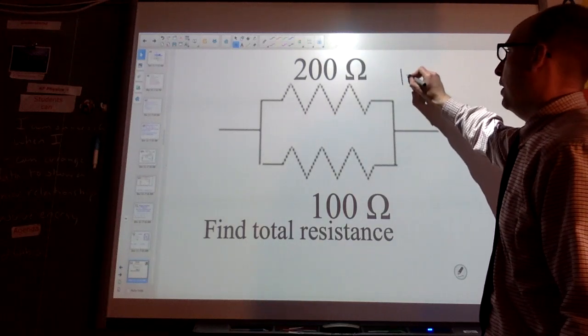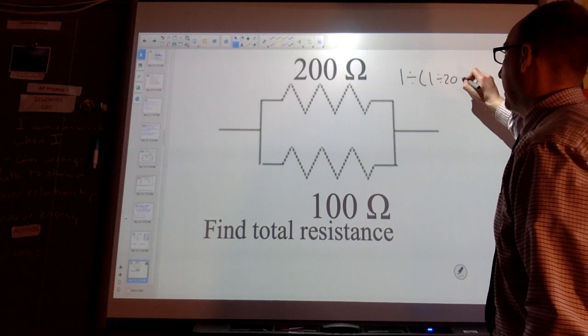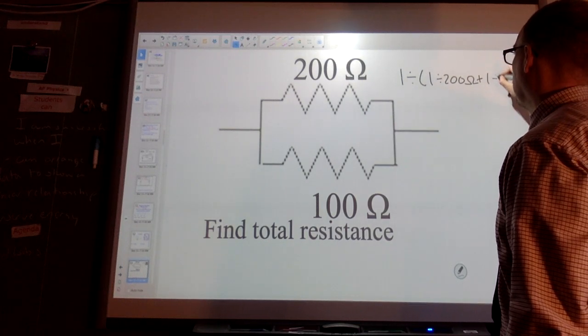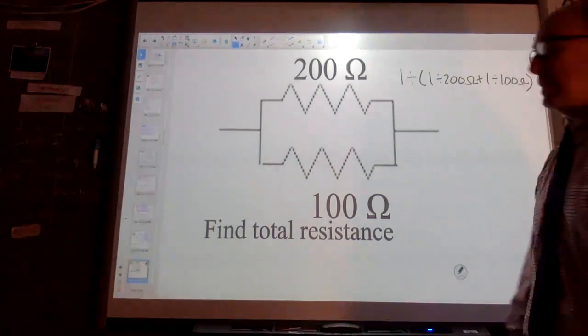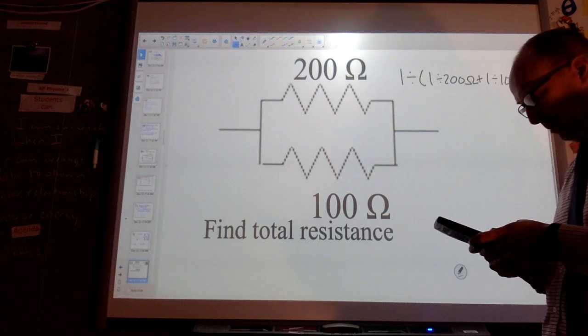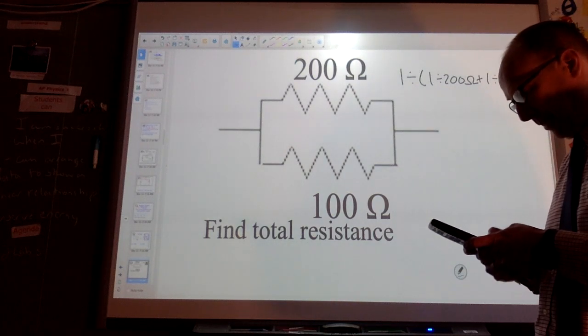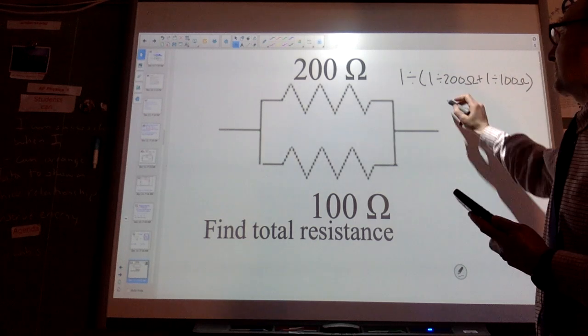I'm going to have 1 divided by, 1 divided by 200 plus 1 divided by 100, close parenthesis. And I think this is 67. 66 with the repeating 6. But why don't I do it in the calculator, just since I have a calculator here? Yeah, I get 67 if I round up.